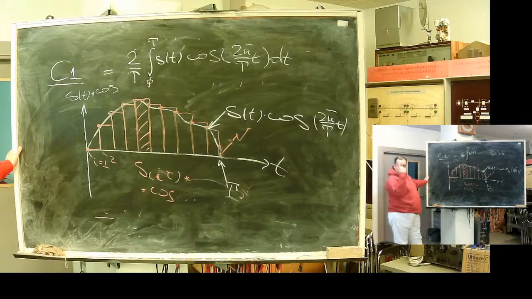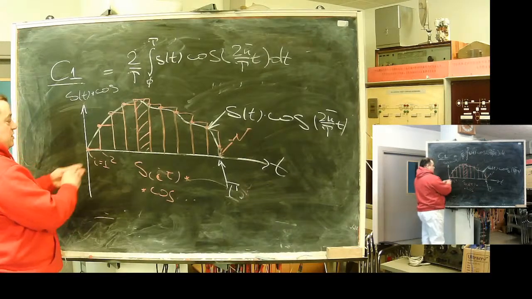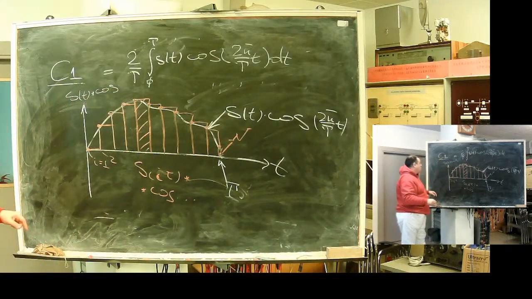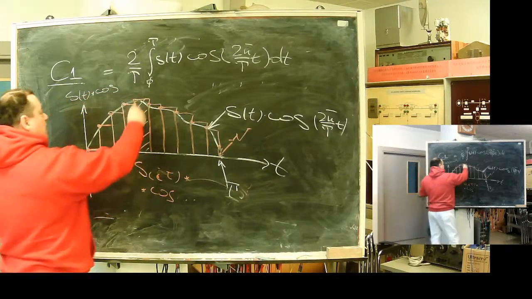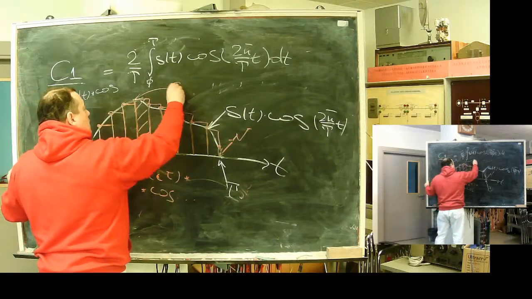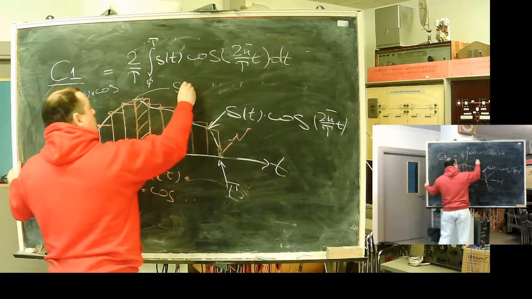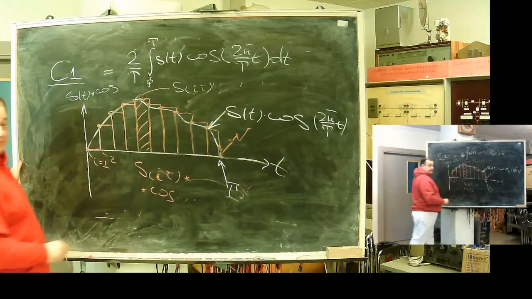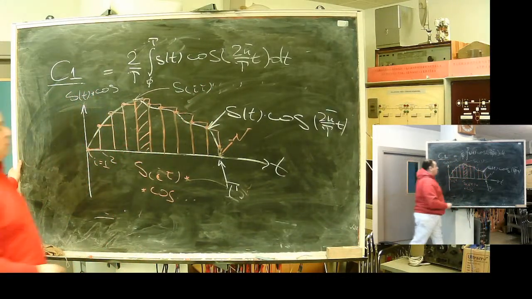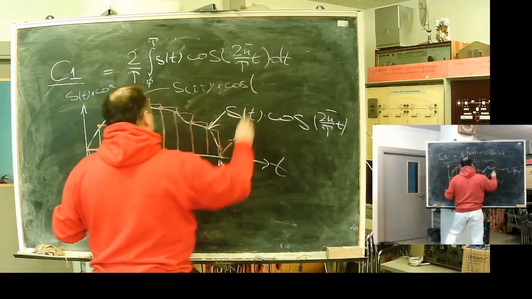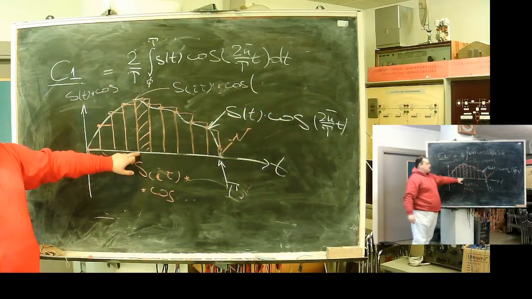What will be the area of one such object? It's a rectangle, so length multiplied by width. What is the height? It's the signal value at the point I tau, yes? Multiplied by cosine of what? What's the angle at this point?